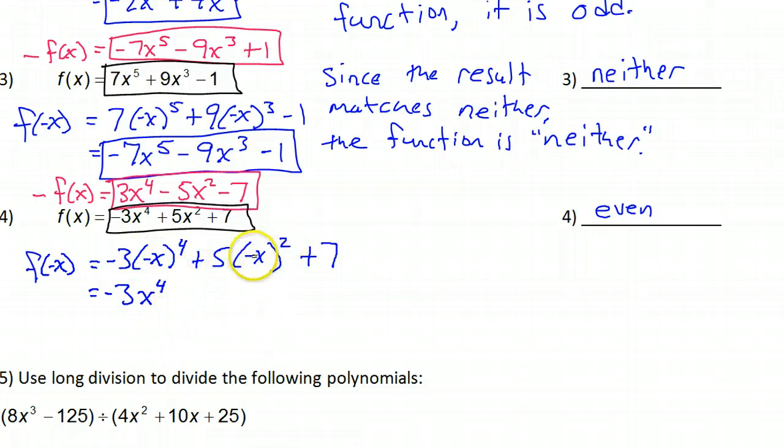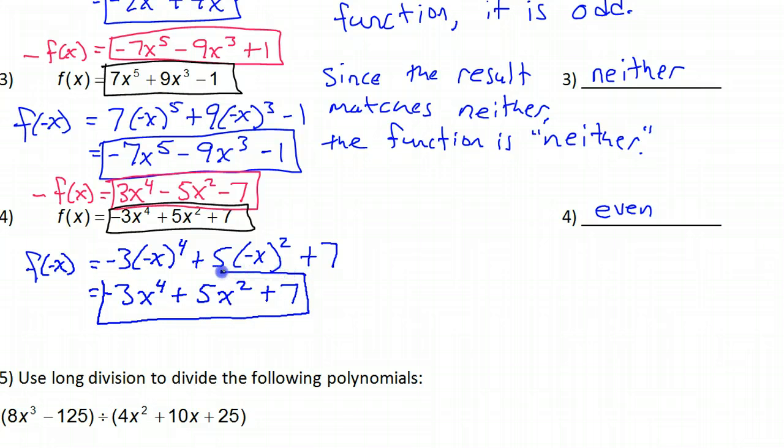Same thing here, another even power. Poof, that negative is going to go away. So I'll just have plus 5x squared. And that 7, just bring it down. Okay, so this is f of negative x. Alright, the result we get. So, does it match the opposite? No. Does it match the original function? Yes. Alright, you should draw an arrow to it and put a sentence.